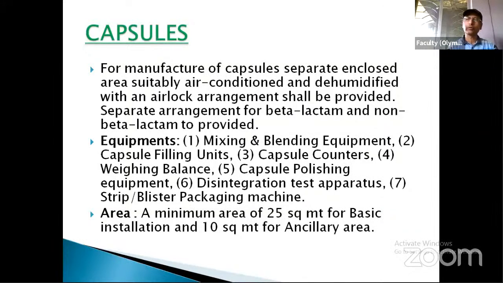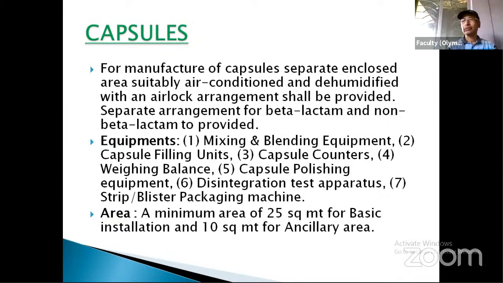And then also there is the weight variation, and the same thing will be done in the in-process control. Capsule polishing, because there may be powder over the capsule shells. You have to polish it properly. Then packaging. Packaging will be done either by strip or blister packaging machine. And you have to see the disintegration. Disintegration test apparatus will be there. Weighing balance will be there.